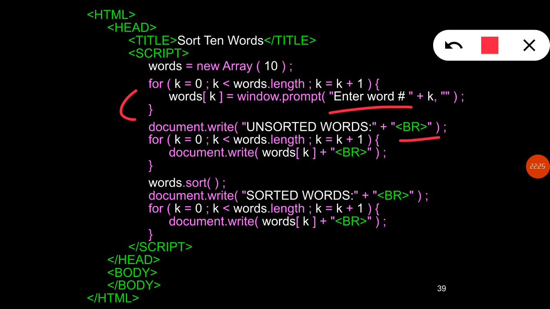For that purpose, here I am using a line break, and after that, see here, this is the for loop which is used to access the stored values.